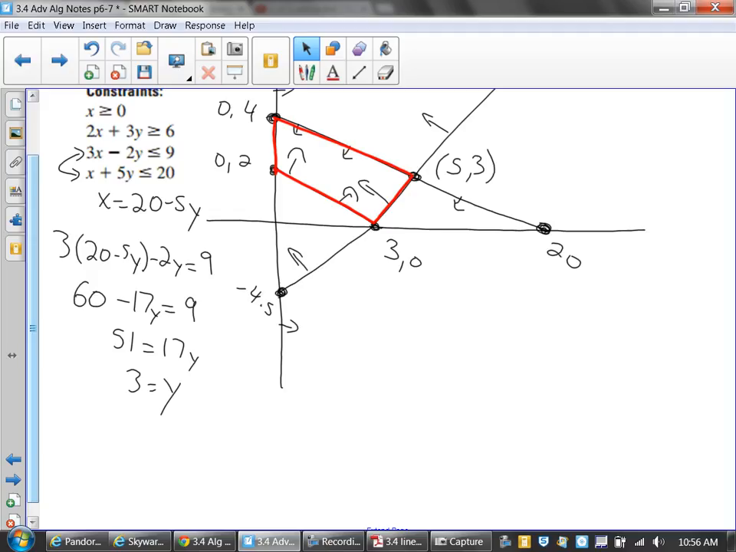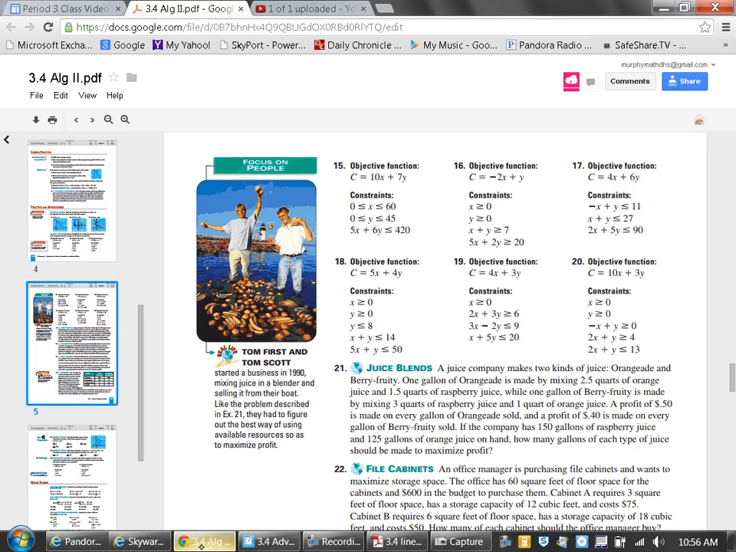What else? Well, how did you find out it was 5? I just substitute, since 3 is y. Yeah. I just substitute right back in here. Oh, you just, okay. 20 minus 5 times 3. I got you. All right. Number 20, you said? Yeah.